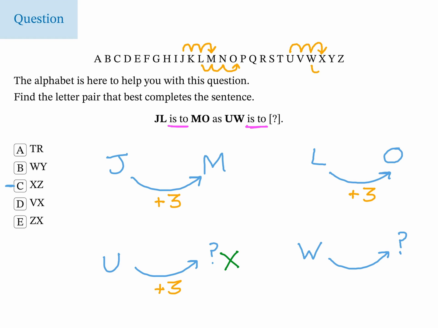So start at letter W: 1, 2, 3. We get to the letter Z. So if we start at W and move forward 3 places, we get to the letter Z. And so combining these two together, we get the letter pair that best completes the sentence to be XZ, which is the answer option everyone went for.